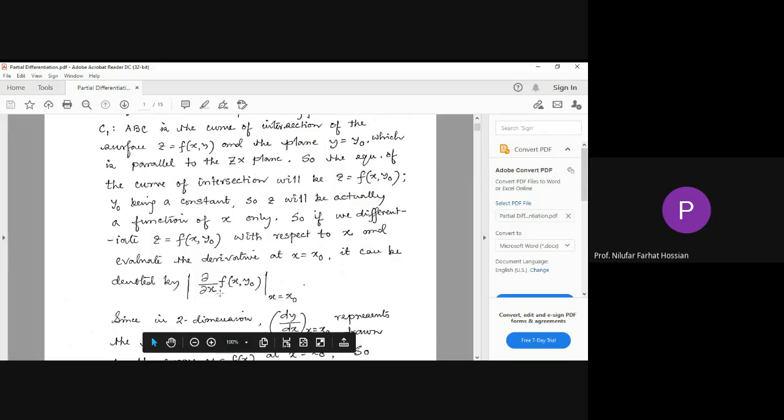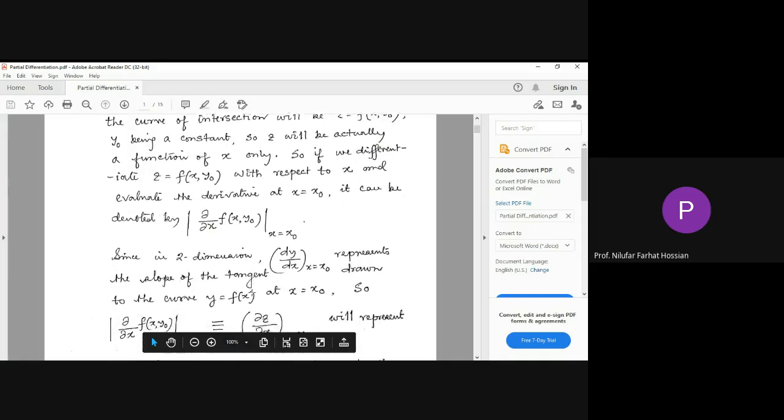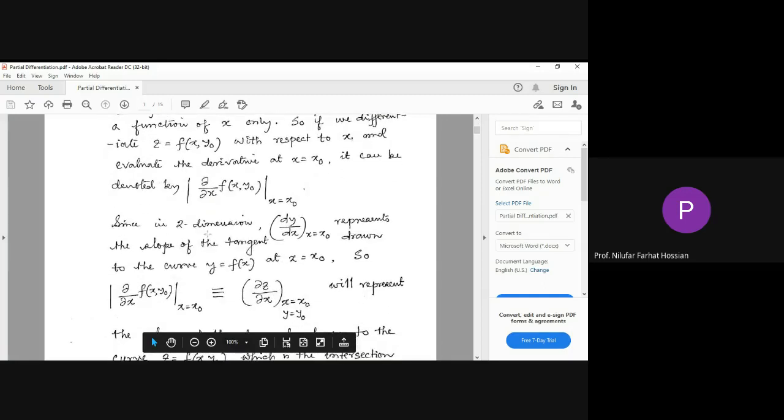This is called the partial derivative of f of x, y evaluated at the point x equal to x naught, y equal to y naught. Because you know in two dimensions why it gives you the slope: dy by dx when evaluated at x equal to x naught represents the slope of the tangent drawn to the curve y equal to f of x, evaluated at x equal to x naught.